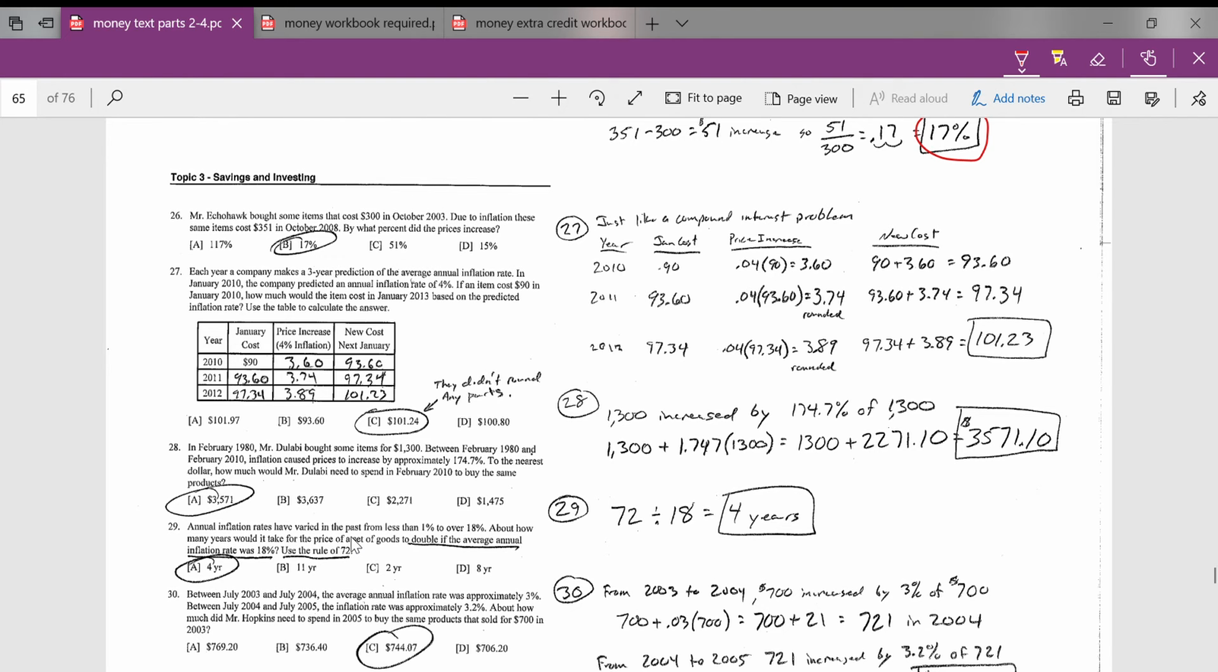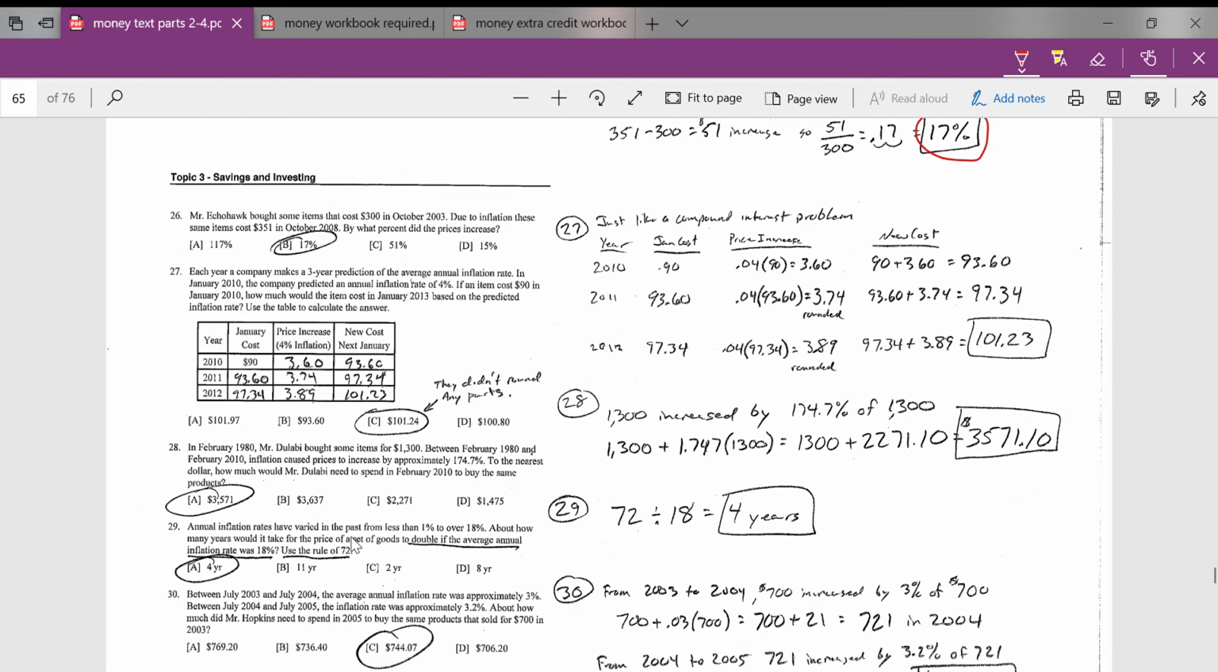Number 27 says each year a company makes a 3-year prediction of the average annual inflation rate. In January 2010, a company predicted an annual inflation rate of 4%. If an item cost $90 in 2010, how much would the item cost in January 2013 based on the predicted inflation rate? Use the table to calculate the answer. So I'm going to show the work the way that they kind of lead us to doing it with a table. And then I'll also just show you a second way that you could do this problem based on something we learned just a couple objectives ago.